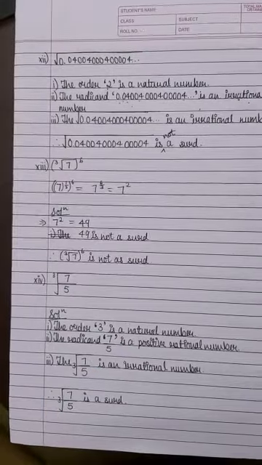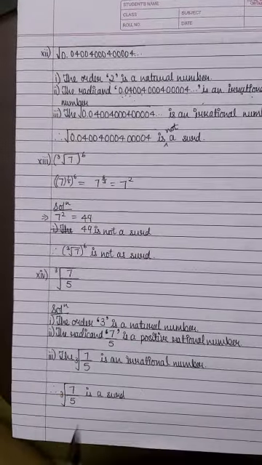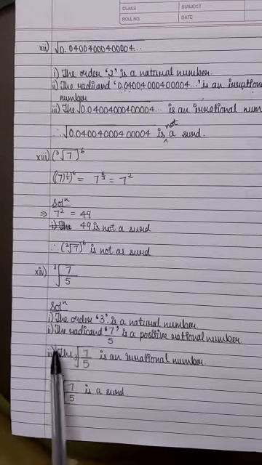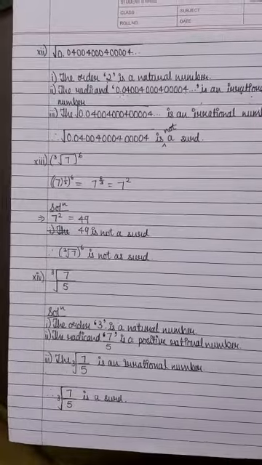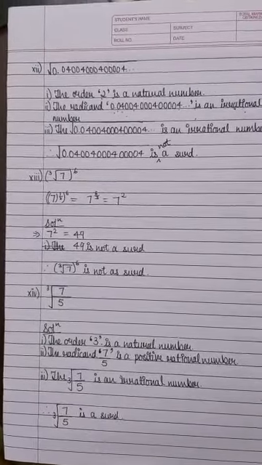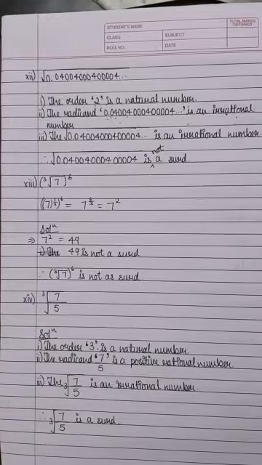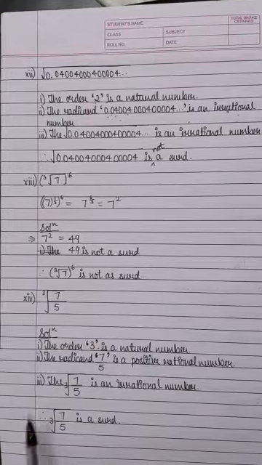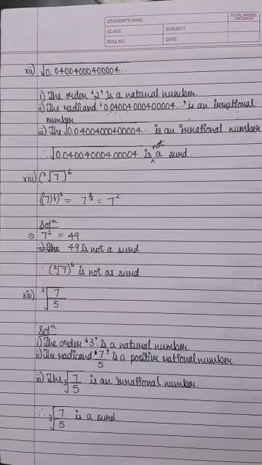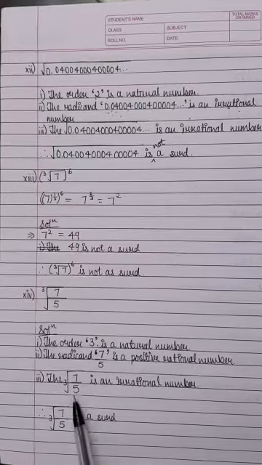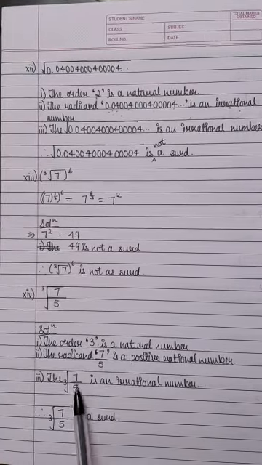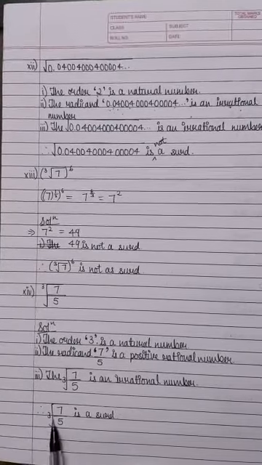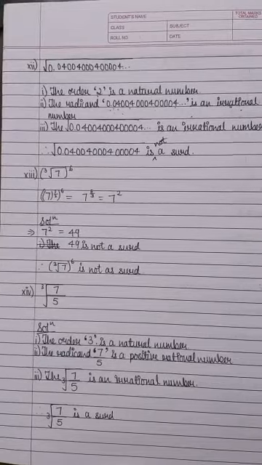Okay, moving on to the 14th sub question. Third root of 7 by 5. The order 3 is a natural number, right? And the radicand 7 by 5 is a positive rational number. Now how? Rational number means it has to be written in the form p by q, and it's not negative, it's positive because there is no minus sign or negative before any of the numbers. So the third root of 7 by 5 is an irrational number. That is understood because there is no cube root for 5, or there is no cube root of 7. So it's an irrational number. So we can write, therefore, the third root or the cube root of 7 by 5 is a surd.